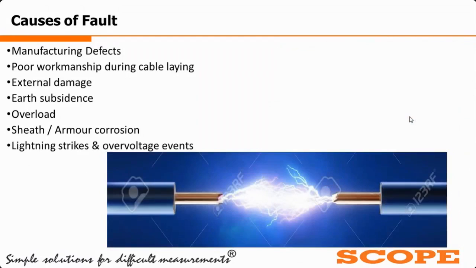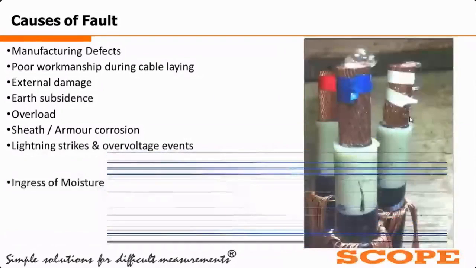Also, due to lightning strikes and over voltage events, the cable gets faulty at the termination and at joints, mainly because the cable joints are the weakest point of the cable.